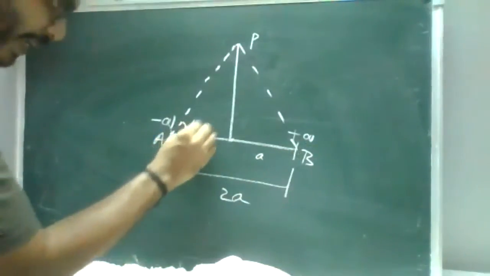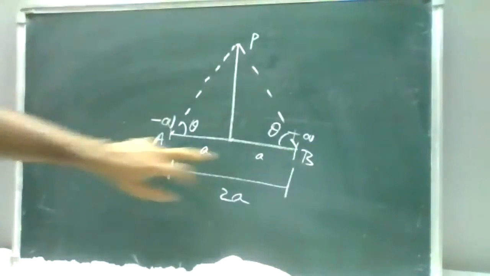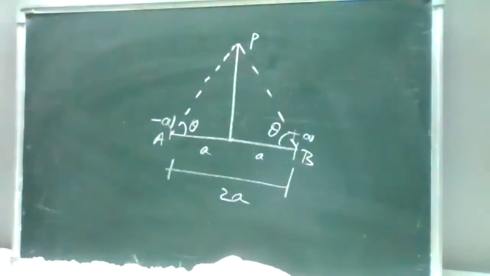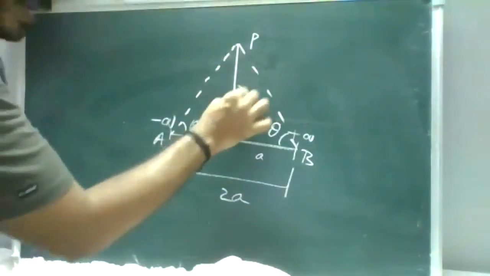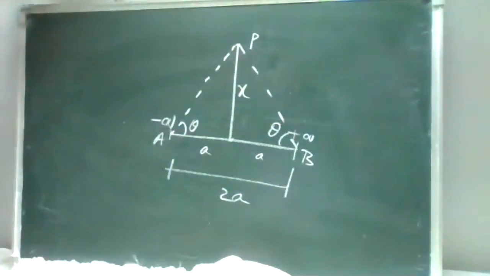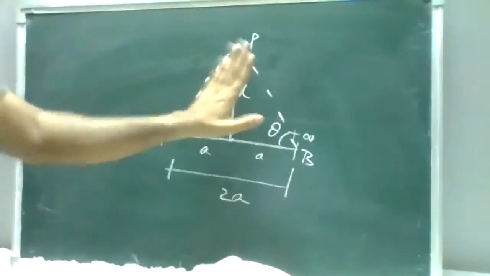Here it was making angle theta. Here also it was making angle theta. Correct? The angle theta was creating a distance. Now I'm assuming the perpendicular point on the P point, I'll take it as x. Equatorial, same angle, same distance.